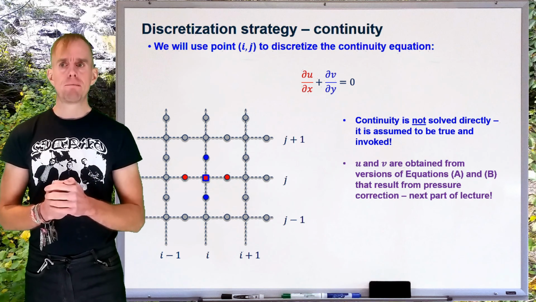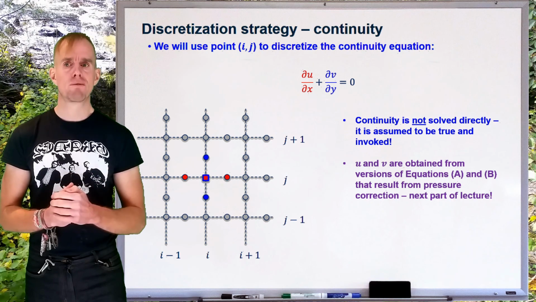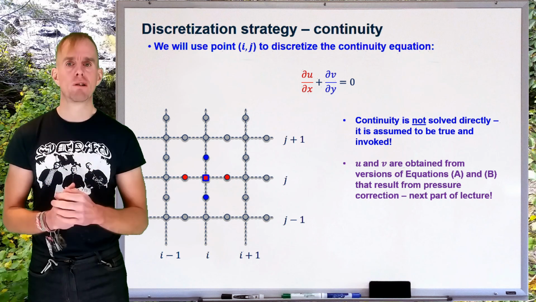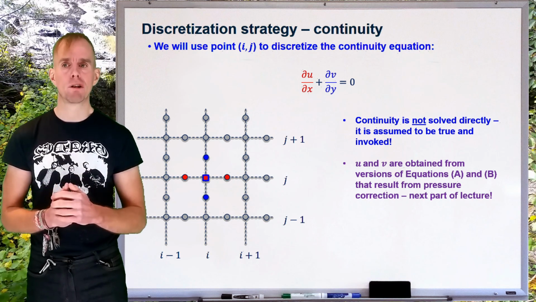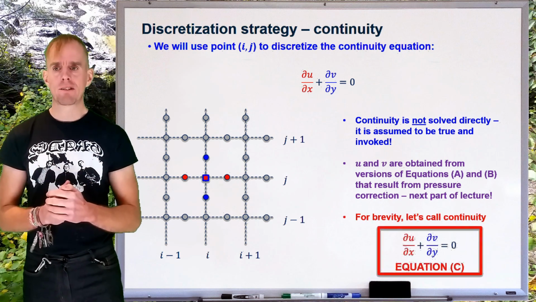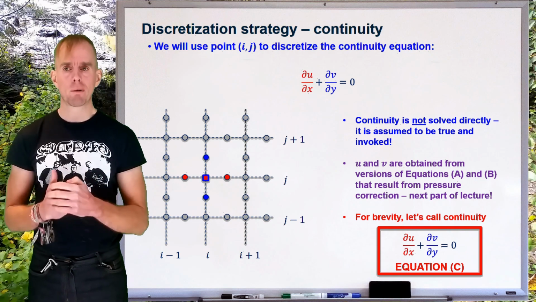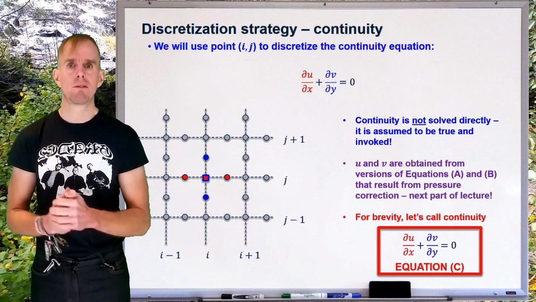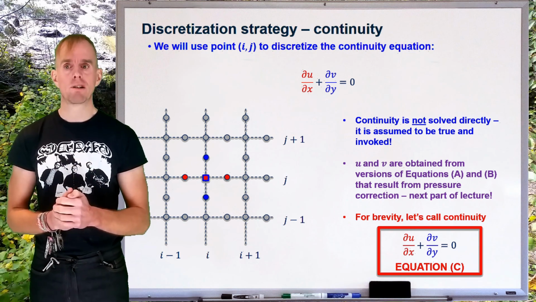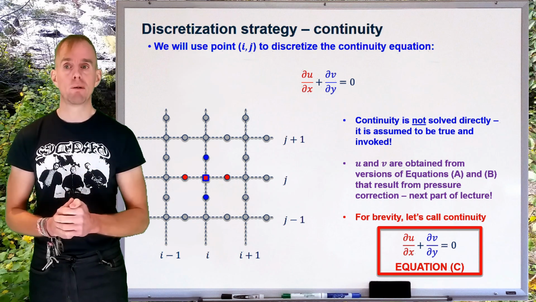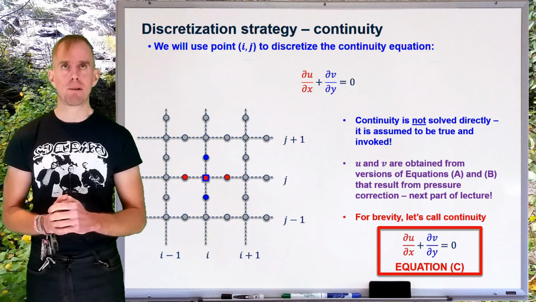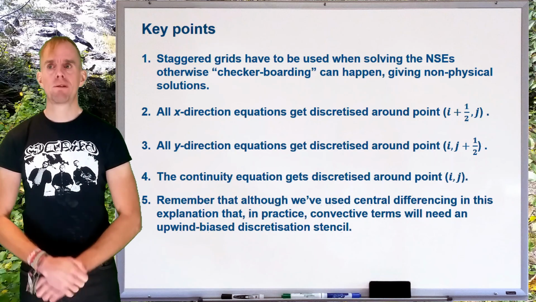We're also going to see that the x direction velocity and y direction velocity that we use are obtained from sort of versions of equation A and B that we've just seen on the previous slides. So we're going to be calling this continuity, and let's say that this is equation C. So we've got equation A, which is our time stepping for the x direction Navier Stokes equation. We've got equation B, which is our time stepping for the y direction Navier Stokes equation. We've got equation C, which is continuity. Now, equations A, B and C are all going to be talked about in some depth in the final part of this lecture. So let's summarise with a few key points.